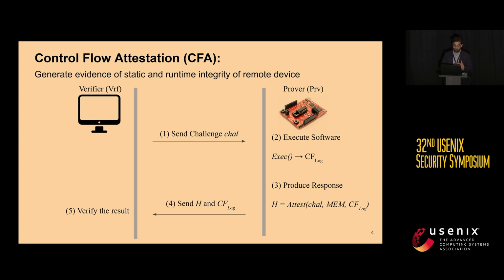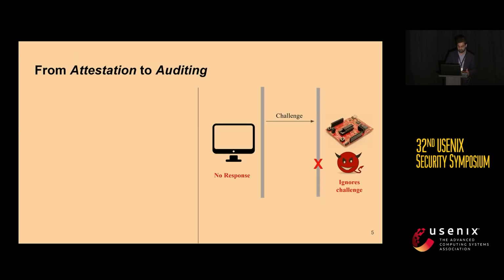With this evidence, the prover will produce a log of every single control flow transfer that occurred during the execution and attest this with a digital signature or a message authenticator code to provide an authentic and accurate piece of evidence of the exact runtime behavior that occurred at the time of the challenge. So with control flow attestation alone, we can guarantee our first desired property of runtime auditing.